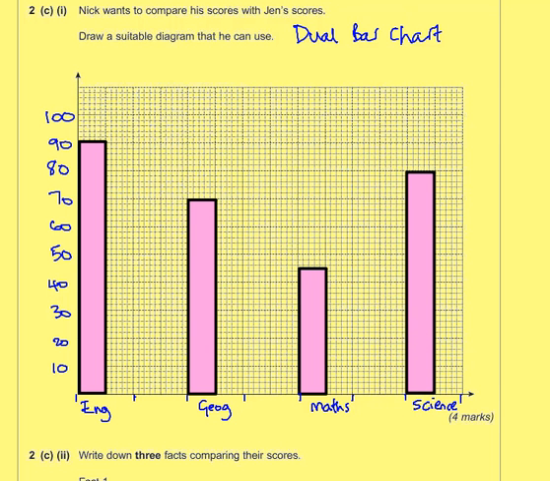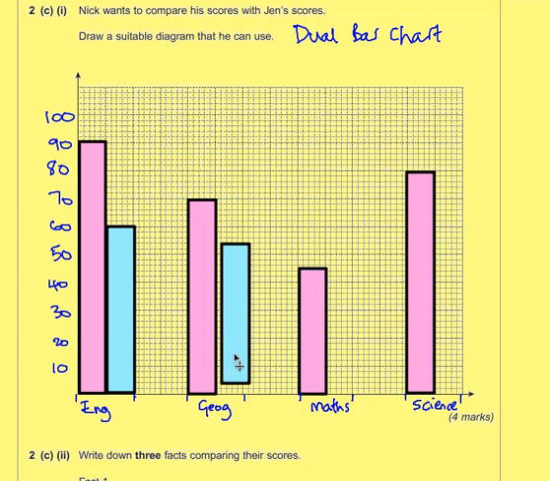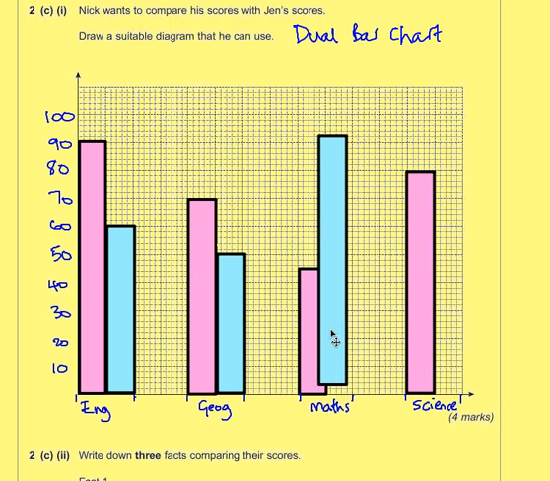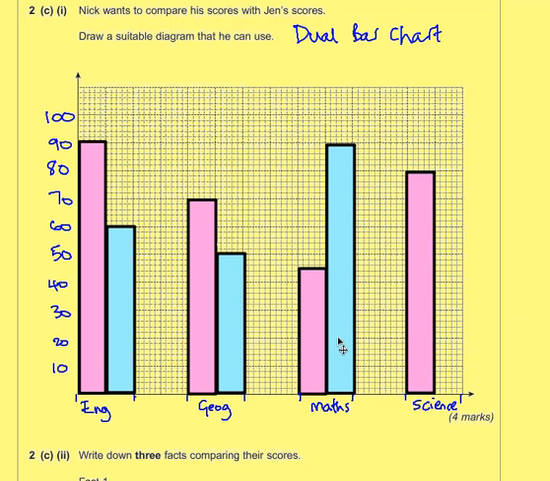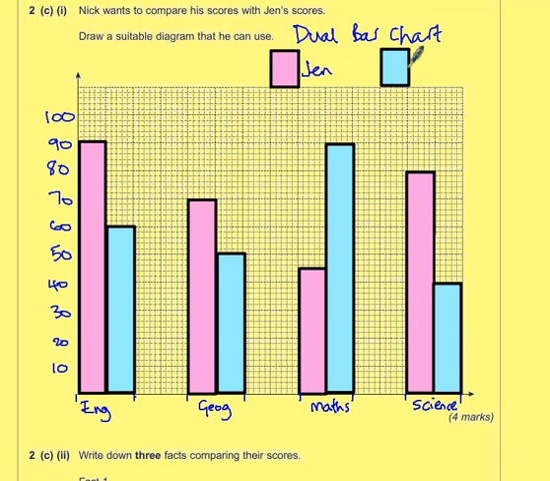We're also going to relay the information from Nick's pictogram that Nick in English got 60%. In geography he got 50%. In maths he got 90%. And then in science he scored 40%. So we've shown our information on a dual bar chart. We do need to indicate a key, that the pink is for Jenny and the blue is for Nick.